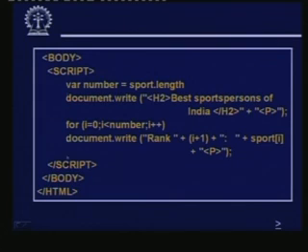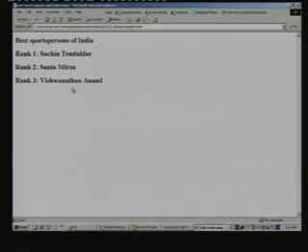And in the body part I have written another code snippet in JavaScript which tells the best sports persons in India and the number of elements in the array. In a for loop we are displaying all of them, rank, the number and then the contents of the array. So, if you run this code you will get an output like this: best sport persons of India, rank 1 Sachin Tendulkar, rank 2 Sania Mirza and so on.